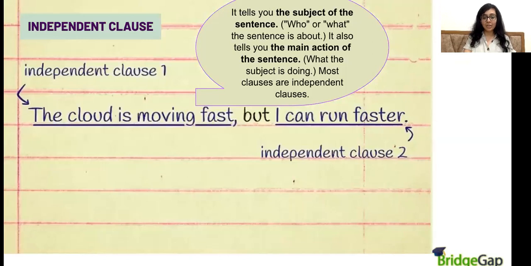Next we have independent clause. As we are already clear, here we have two independent clauses. The cloud is moving fast. It's not dependent on anything. It makes sense on its own. I can run faster is written. However, I will say that both are independent clauses in one sentence. Now here you tell me, but is what? Is it a subordinate clause or a coordinate clause? But is a word that is a coordinate.